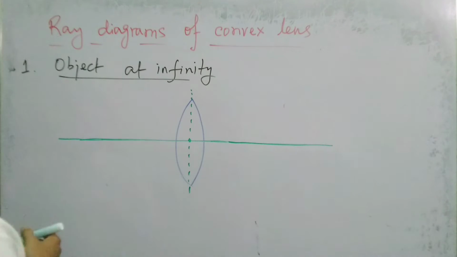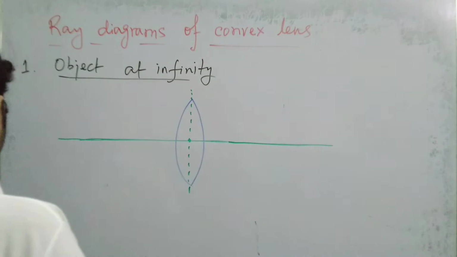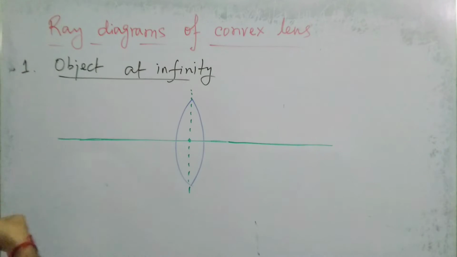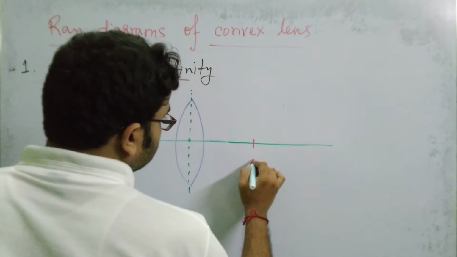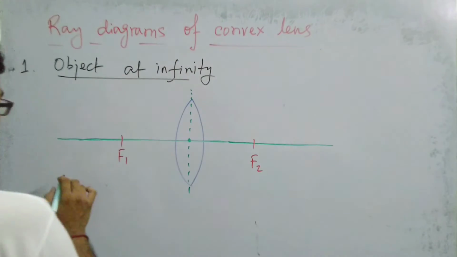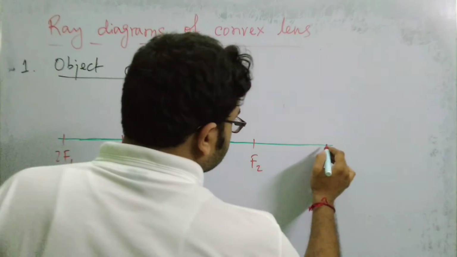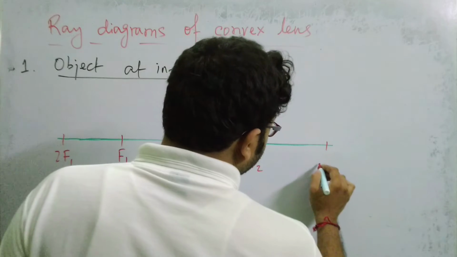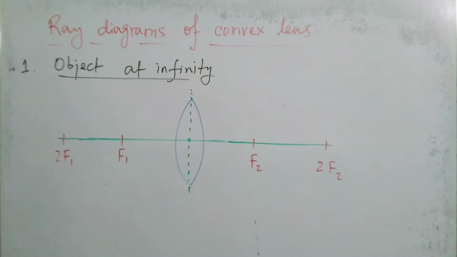First of all let me point out the focal points. Say this is F1, this is F2, and here you can consider it as 2F1 and this as 2F2. Now why are we considering 2F1 and 2F2? The question must be coming to your mind that there are two focal points marked by F1 and F2, and that's enough. So why am I taking 2F1 and 2F2?